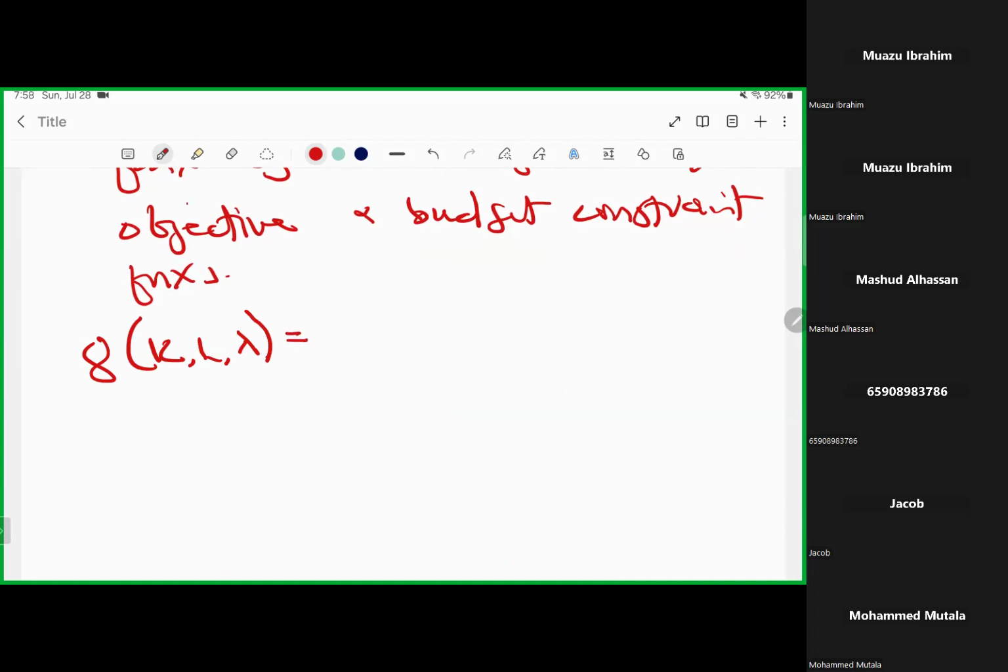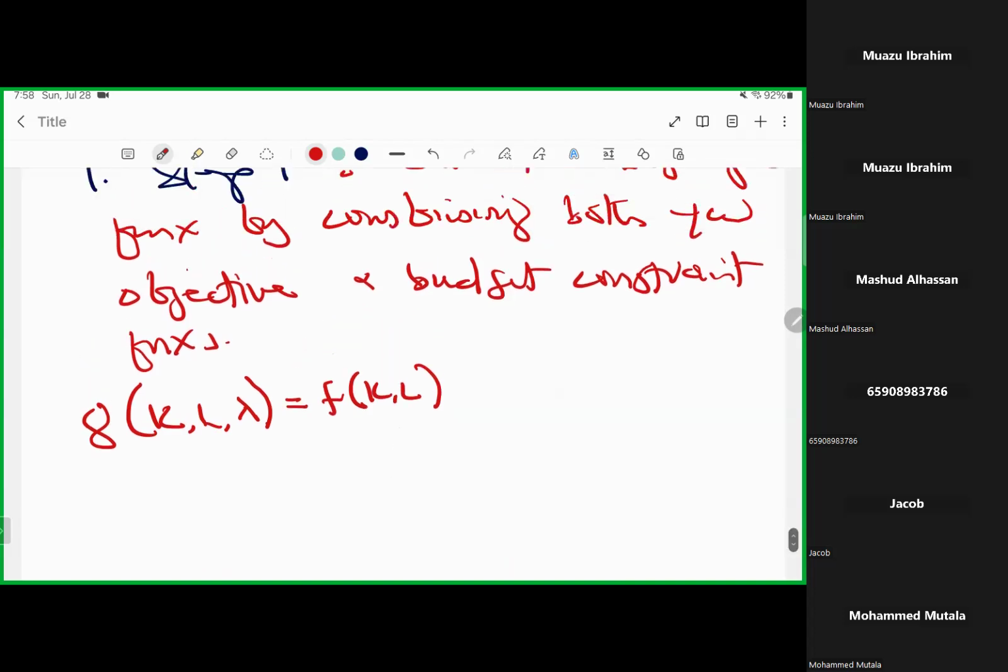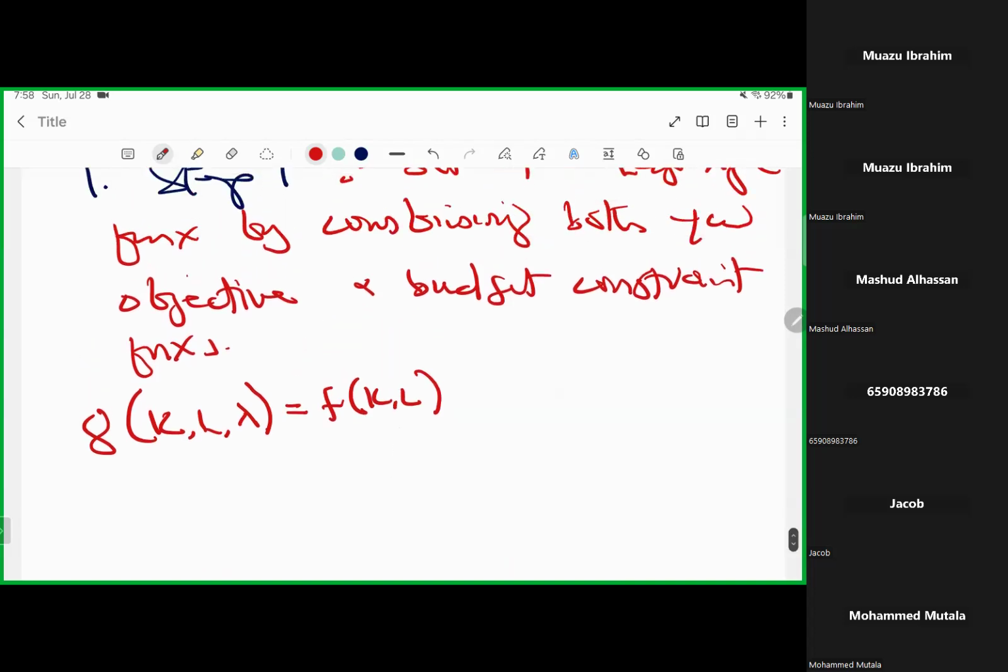So how do we do it? We combine the objective function. And the objective function is given as this one. We are setting up the Lagrangian multiplier, the first step, the Lagrangian function.